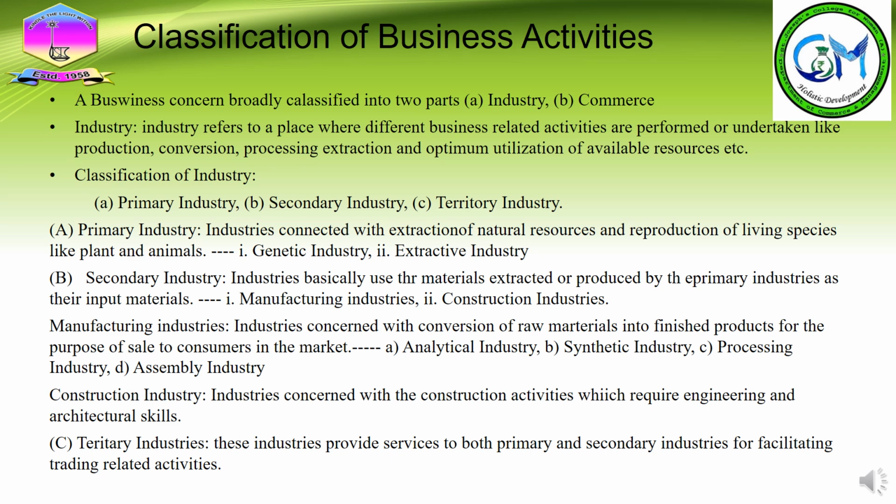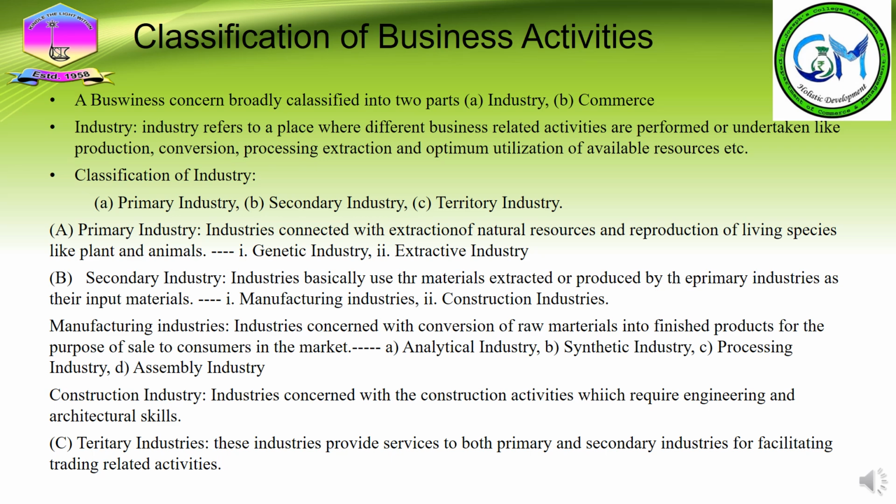I will tell you. Primary industry is connected with the extraction of natural resources and reproduction of living species like plants and animals. Whatever is given as God's gift, those natural resources are used in the primary sector. Again, this primary sector is divided into genetic industry and extractive industry. Genetic industry means whatever resources we get from animals and birds, and extractive industries are mines and so on. And the next one, secondary industry.